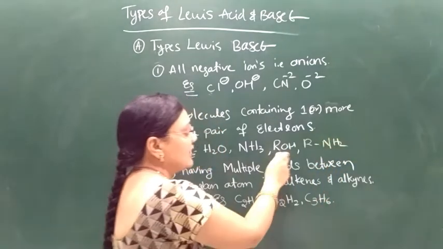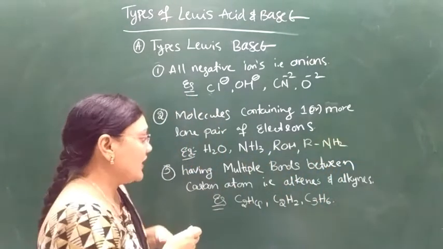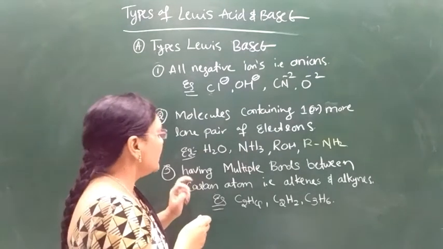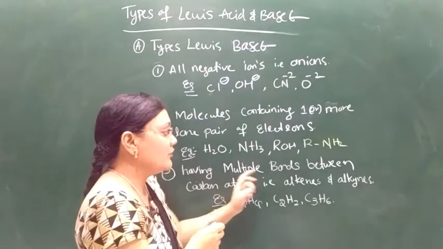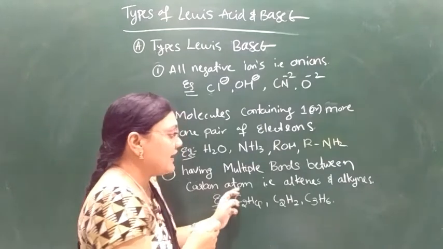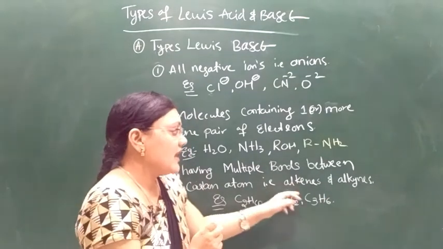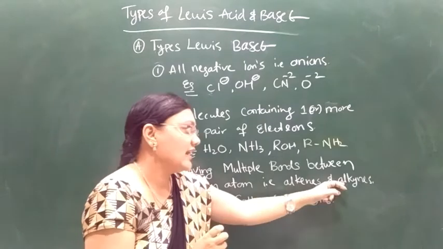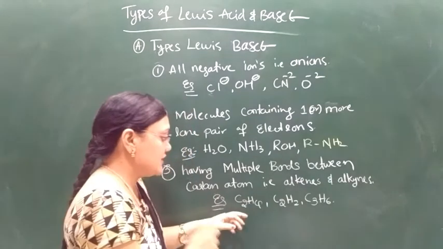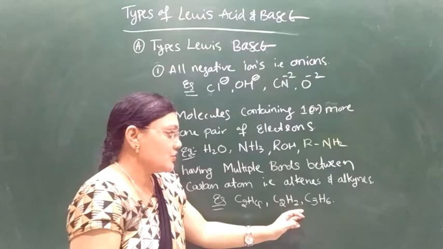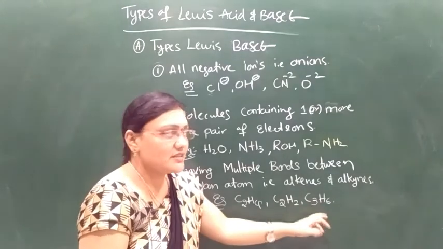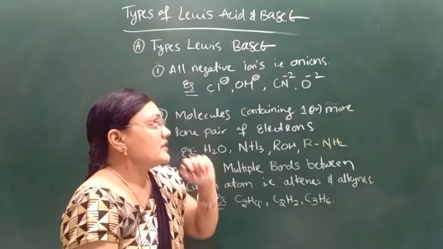RNH2 is amines, and ROH is alcohols. And the last one is molecules having multiple bonds between carbon atoms, that is, alkenes and alkynes. Alkenes have a double bond, alkynes have a triple bond. Examples are C2H4, C2H2 and C3H6. These are the 3 types of Lewis bases.